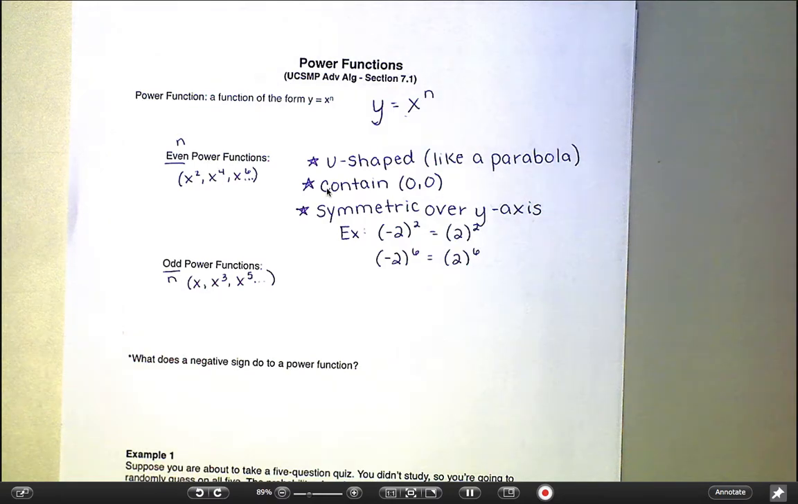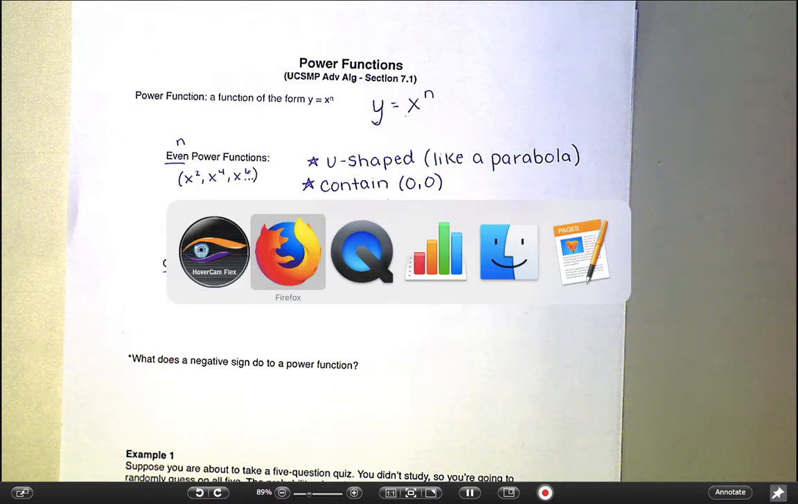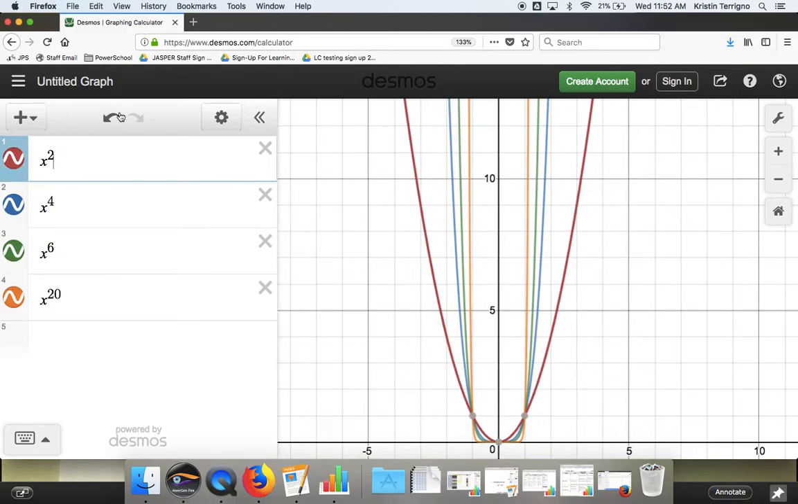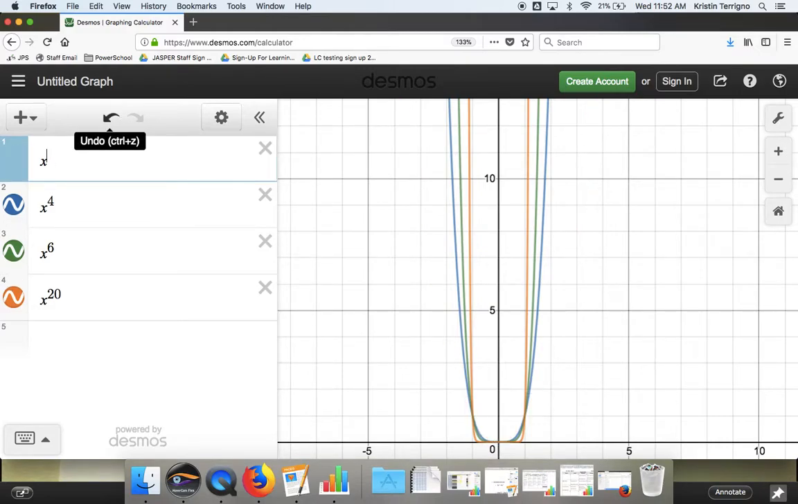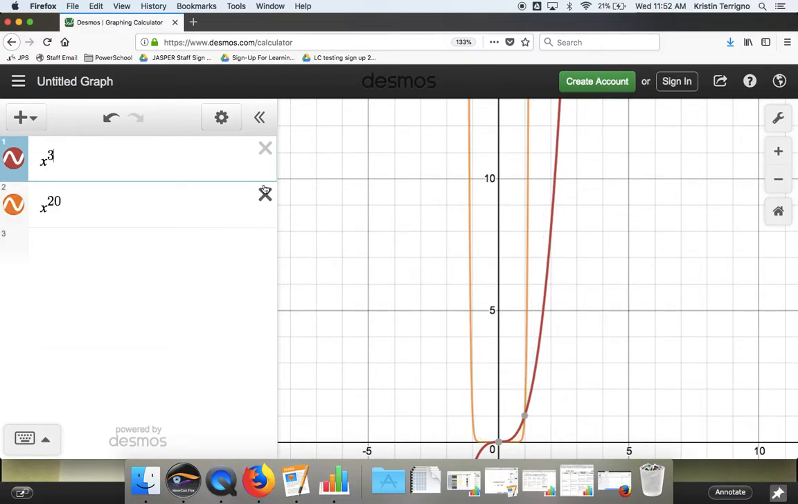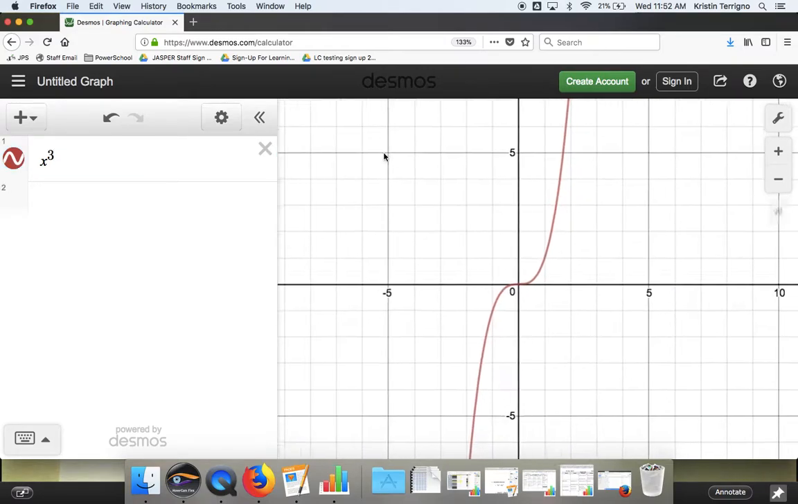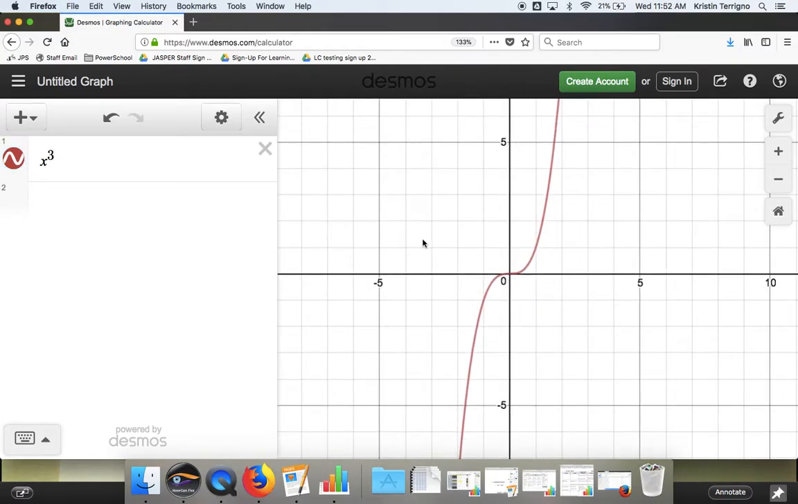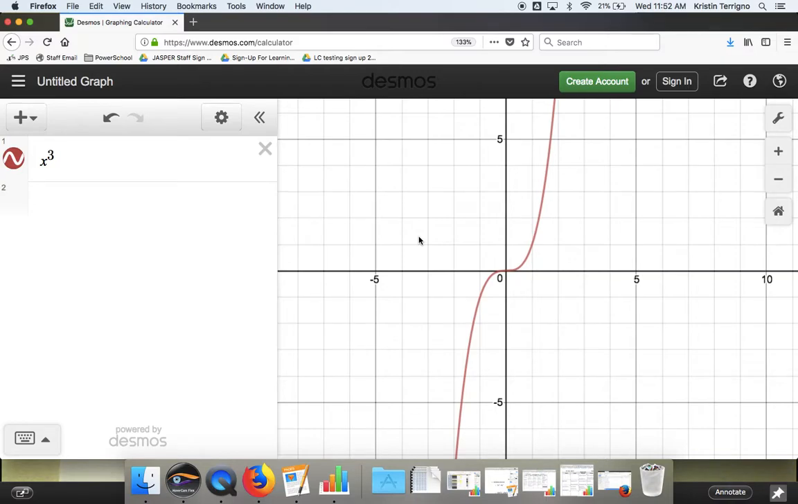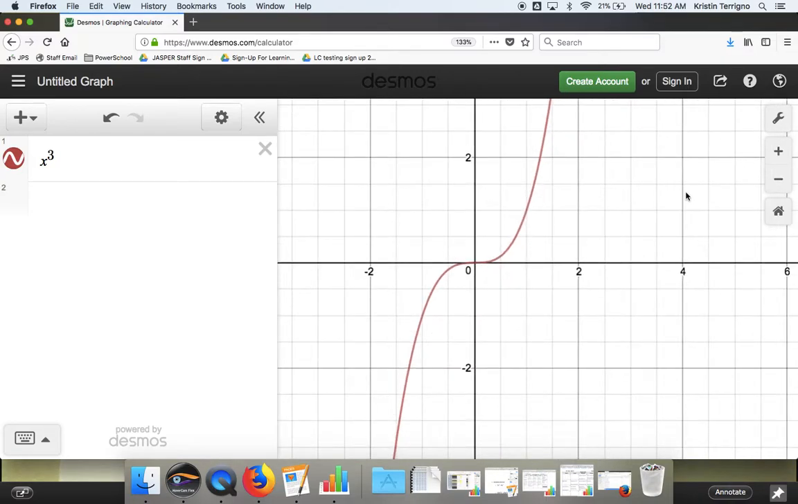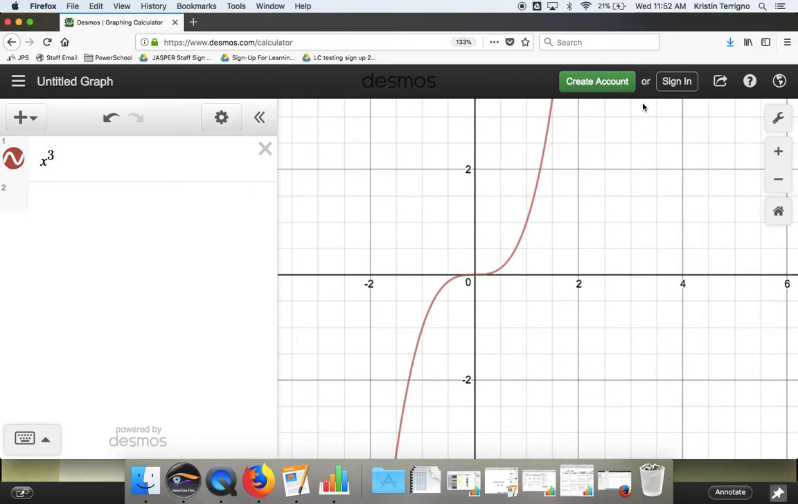Now let's take a look at what happens with odd power functions. So I'm going to basically just switch this and make this a power of 3. Okay, actually I'll get rid of these for a second. So you can see x to the power of 3 looks very different than x squared did. I zoom in one more. There we go. Okay, so this one looks very different than x squared did.